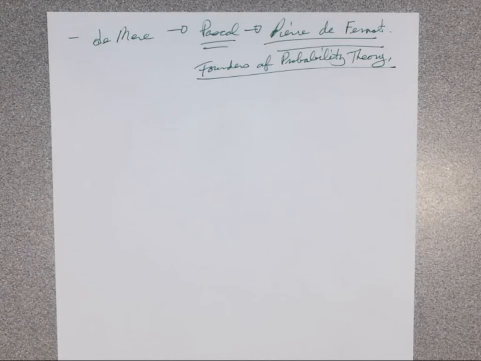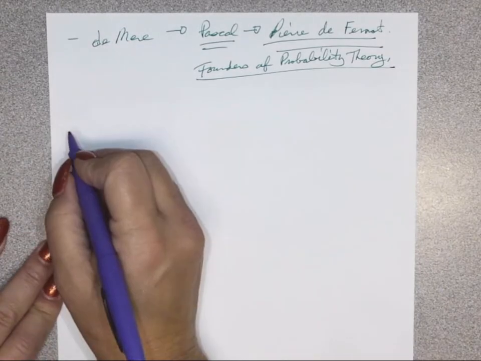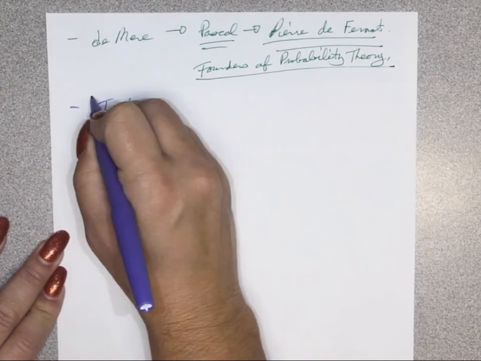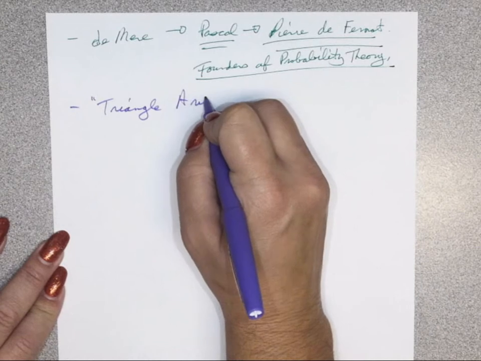What else about him? He writes a book, Traité du triangle arithmétique.